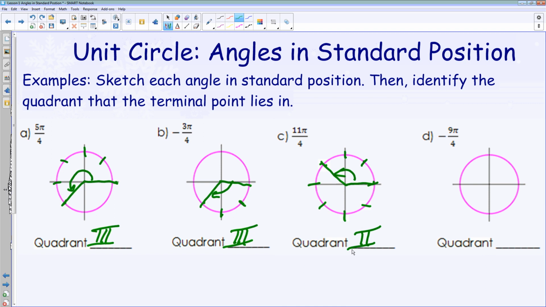And then negative 9 pi over 4. So one full circle is 8, and then one more gets us right there. So one full circle. Okay, and negative 11 pi over 4, really I should have done that. So this is in quadrant 4.